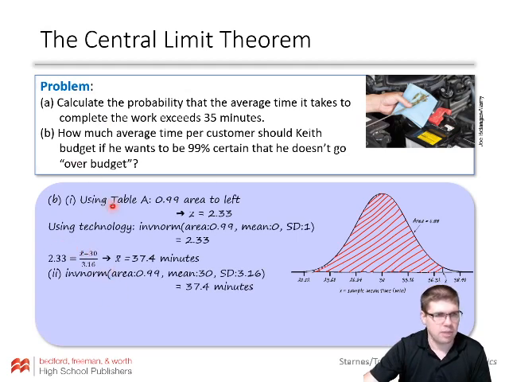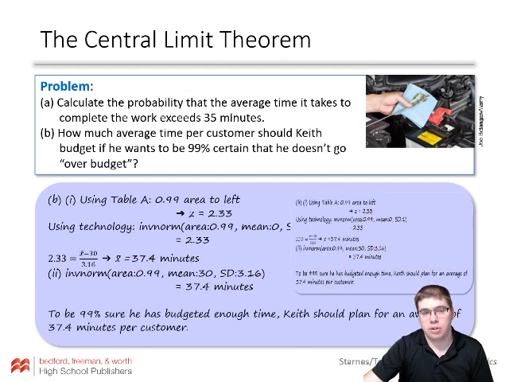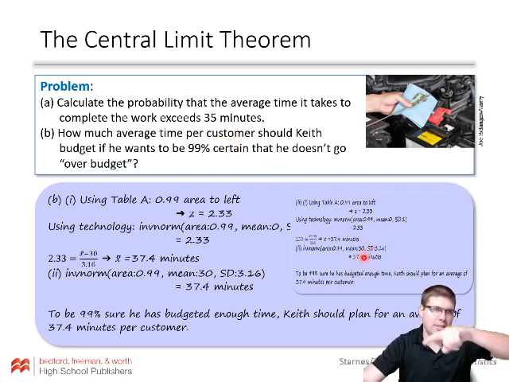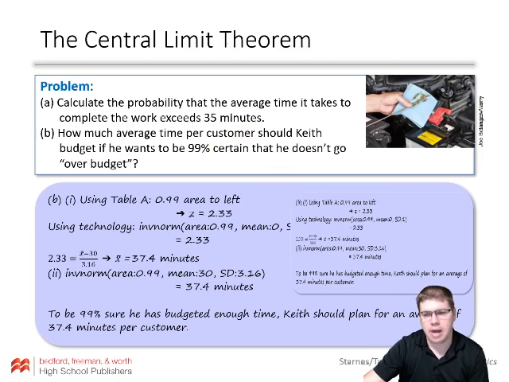And so, you could use the table, you could use z-scores and calculate a z-score and compute it out. The easiest way is to do the inverse norm of 0.99 with that mean and standard deviation, and it'll tell you 37.4, right, which is apparently 2.33 standard deviations above the mean. And so we need to budget an average of 37 minutes to be 99% sure that we budgeted enough time for that type of problem. So that is the central limit theorem. Really big idea, pretty simple idea really. Just, the sample size is large, the sampling distribution of x bar will be approximately normal.